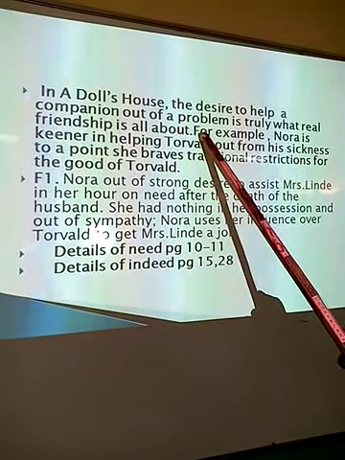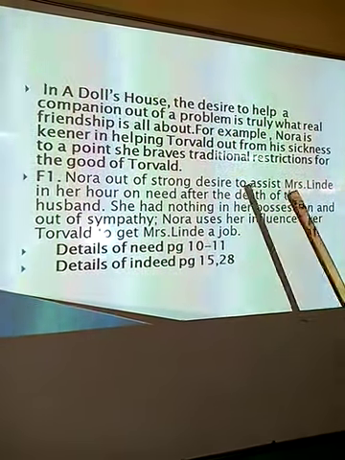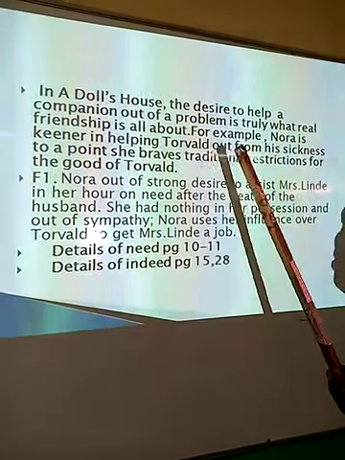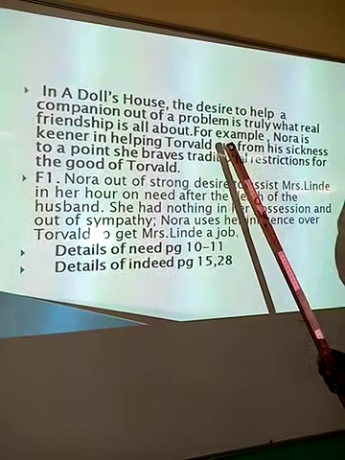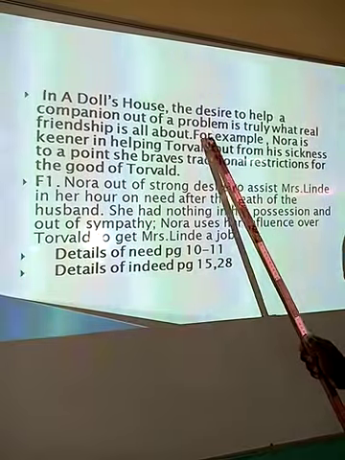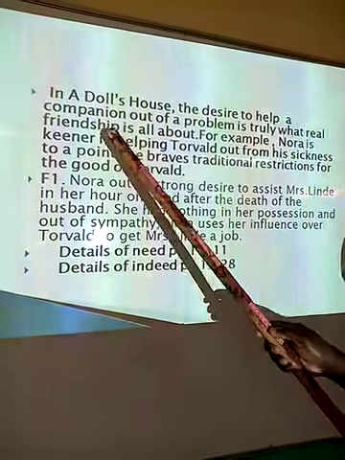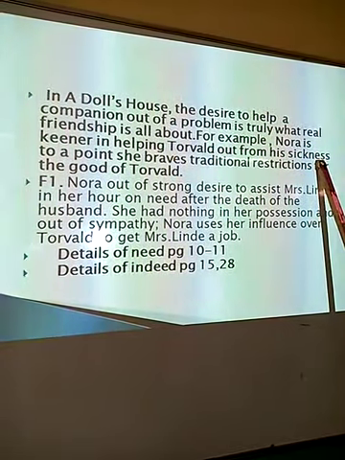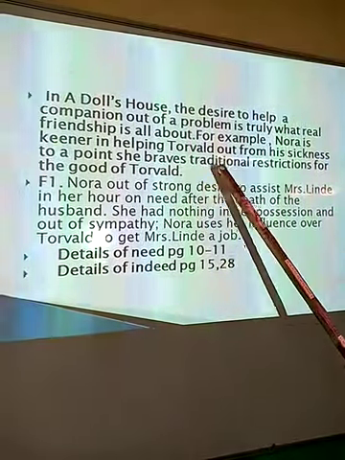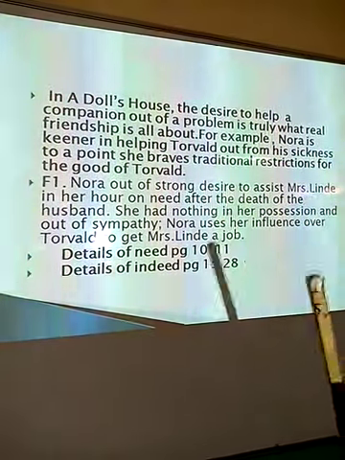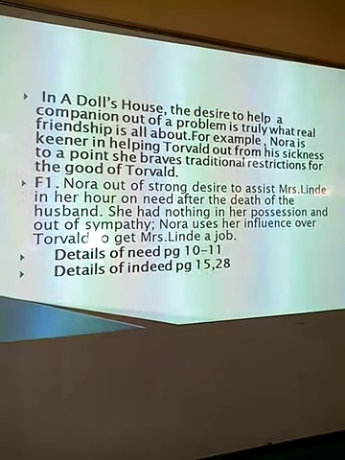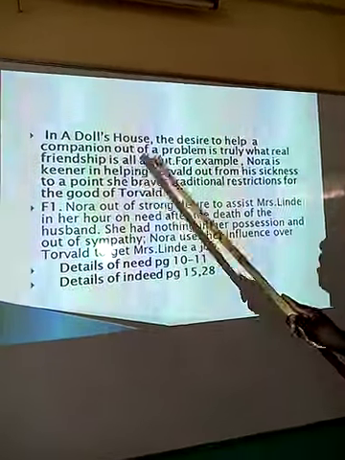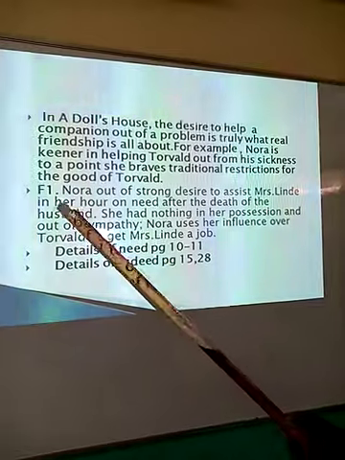Now look at this. For weak students, we encourage that we go for 2 sentences. The second sentence is more specific. We now ask ourselves and dig into A Doll's House and pick an instance. And we are saying that, for example, Nora is keen on helping Torvald out from his sickness. Sickness is the need. To a point, she braves traditional restrictions for the good of Torvald. Now, an introduction is not supposed to be so elaborate. It should not pick a lot of details, and it gives the hang of the question with respect to the storylines in the book.